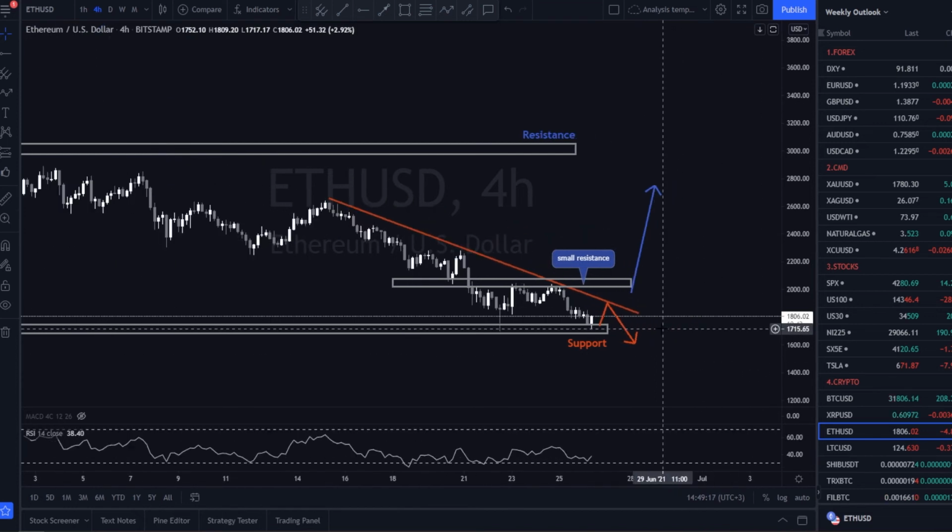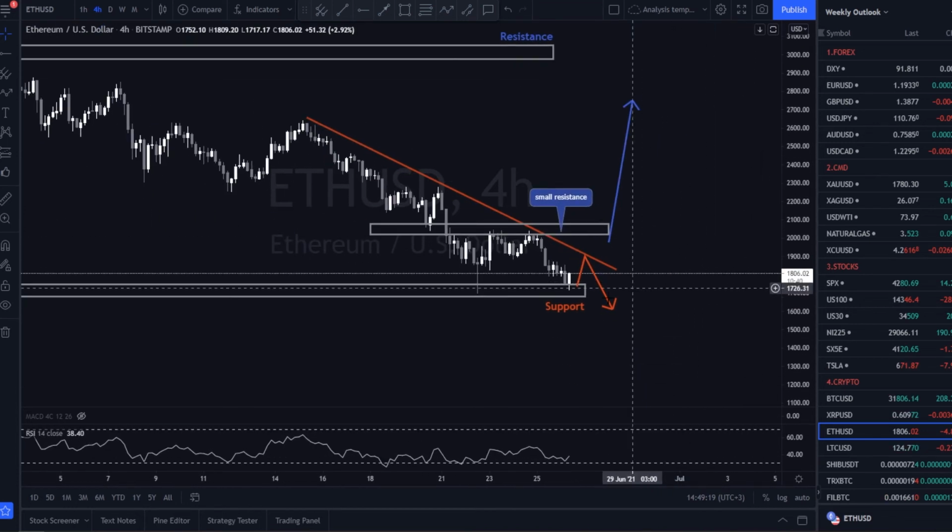Technically, Ethereum reached once again the support level. If the price action has a rebound to the upside and breaks the red trend line and the small resistance area marked on the chart, then we give a high probability for the move to continue much higher. If the price stays for a long time consolidating on the support, it will probably make another leg down.